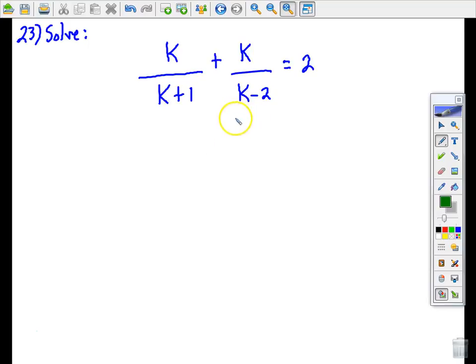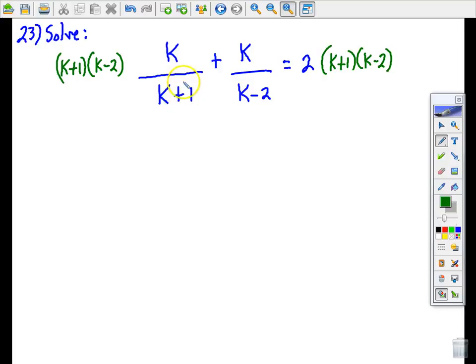All right. For number 23, to solve this, I want to clear fractions. I just want to get rid of these denominators. And the way I'm going to do that is multiply both sides of this equation by the common denominator, which is k plus 1 times k plus 2. K minus 2, sorry. K plus 1 times k minus 2.